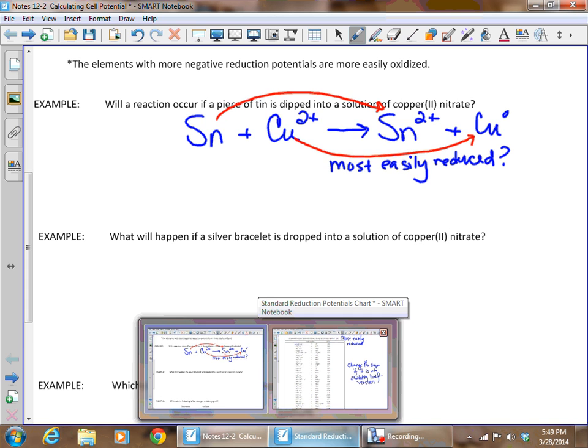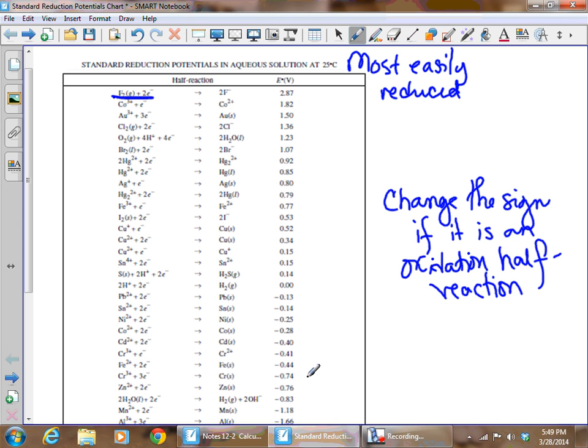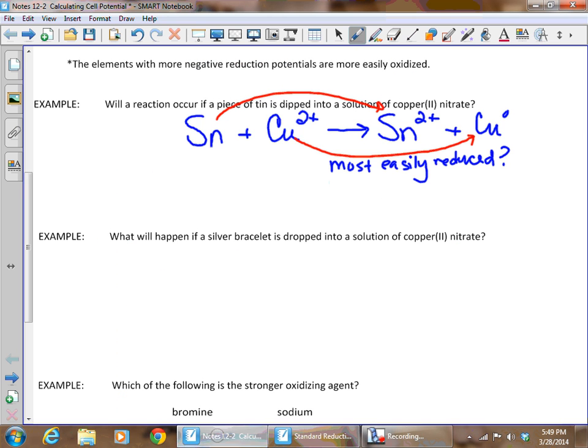So we look back at the chart and we see that the copper 2 plus reaction, copper 2 plus going to copper 0, or the solid copper, is at this location, whereas the tin 2 plus reaction is below it. And remember what that means on our chart. It means that the copper is indeed the most easily reduced substance. It's more easily reduced than tin because it's higher on the chart. So going back here, then our answer to this would be yes, the reaction would occur.